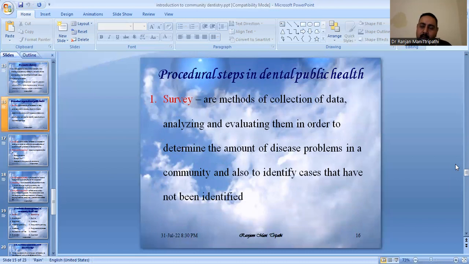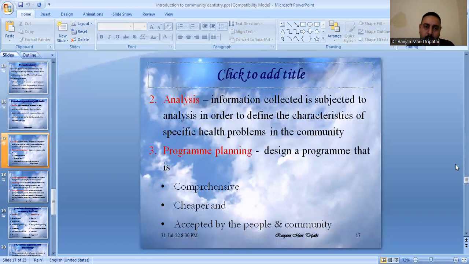Now, procedural steps in dental public health survey. This survey are methods of collection of data, analyzing and evaluating them in order to determine the amount of disease problems in a community and also to identify cases that have not been identified. Analysis: information collected is subjected to analysis in order to define the characteristics of specific health problems in the community.